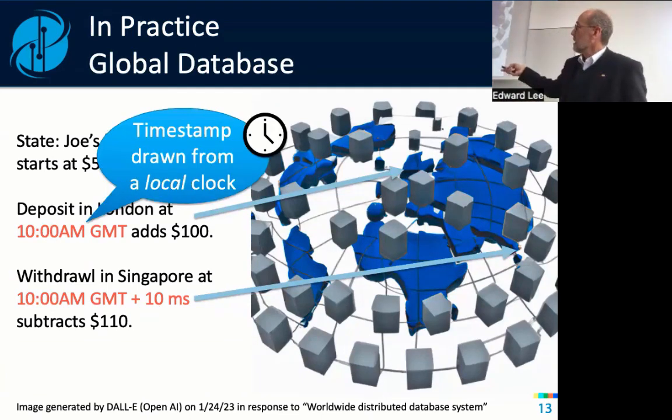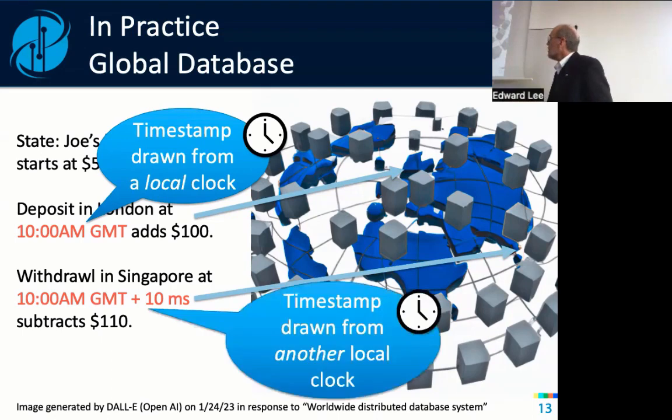When the deposit occurs in London, it's given a timestamp drawn from a local clock. Just a local clock. You've got a clock there, use it, give it a timestamp. That's a number. In Singapore, you also have this withdrawal. You give it a timestamp, again, based on a local clock. All right, now you have two timestamps. Those are two numbers. Those two numbers have a well-defined order. They're numbers, of course they have a well-defined order.